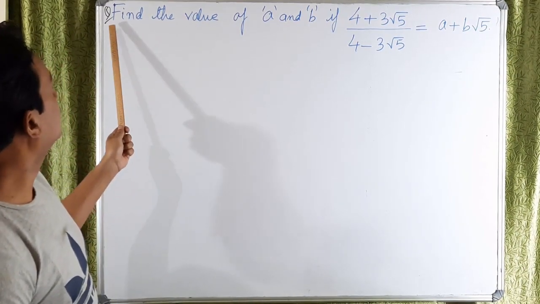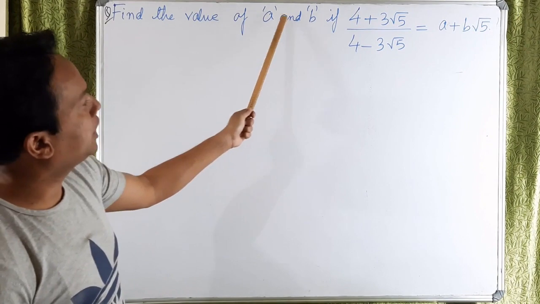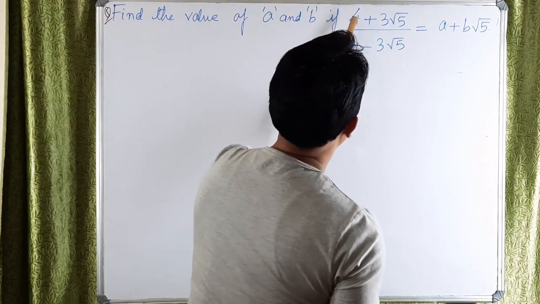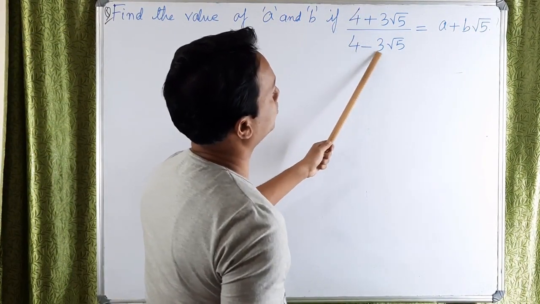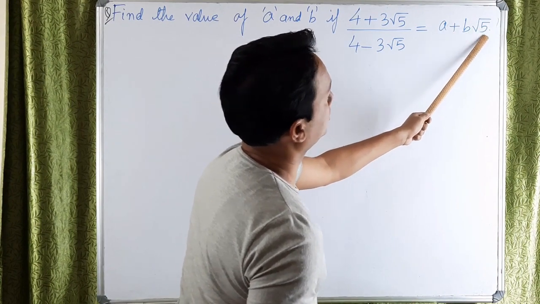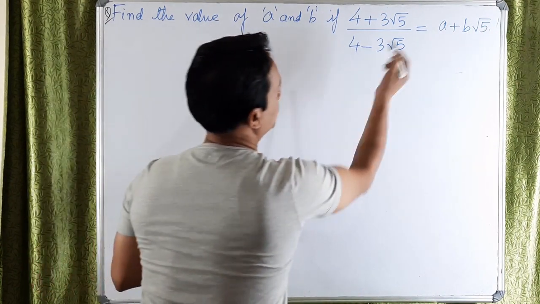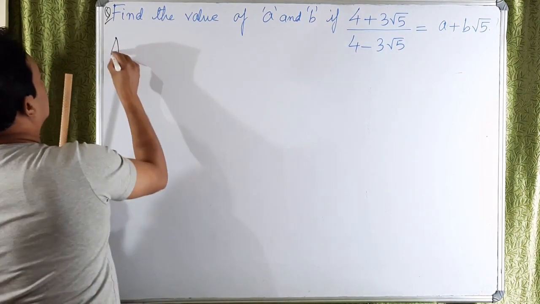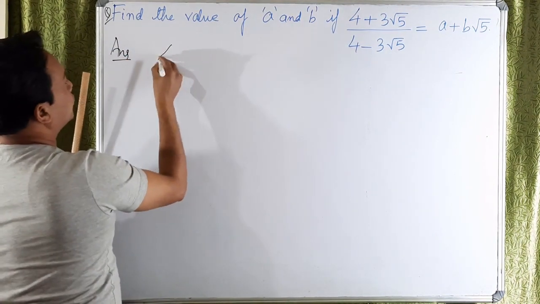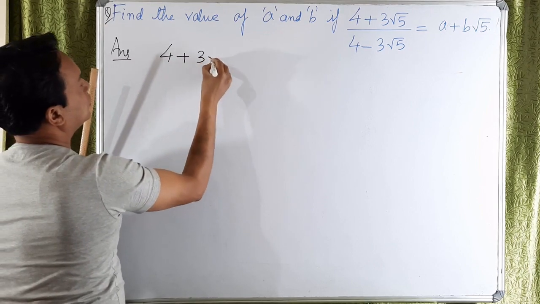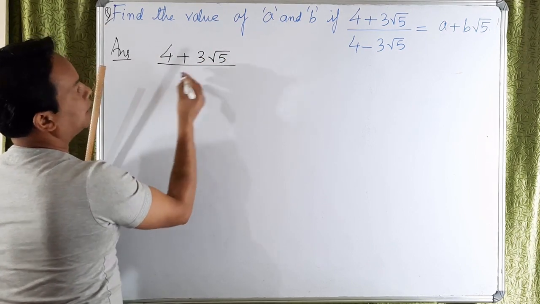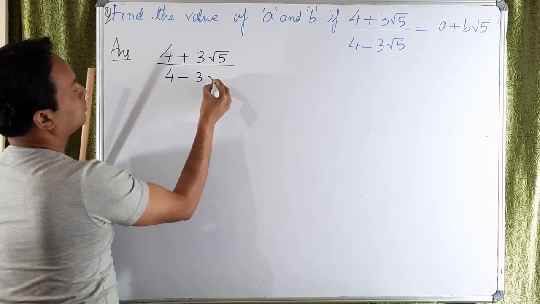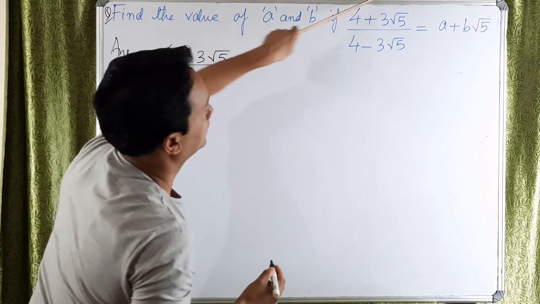Okay, in this question, find the values of A and B, if 4 plus 3 root 5 by 4 minus 3 root 5 is equal to A plus B root 5. Now we will do exactly the same way as we have done the previous sum. We'll take this, we'll rationalize. Let's do it. So first we'll take this one, 4 plus 3 root 5 by 4 minus 3 root 5.